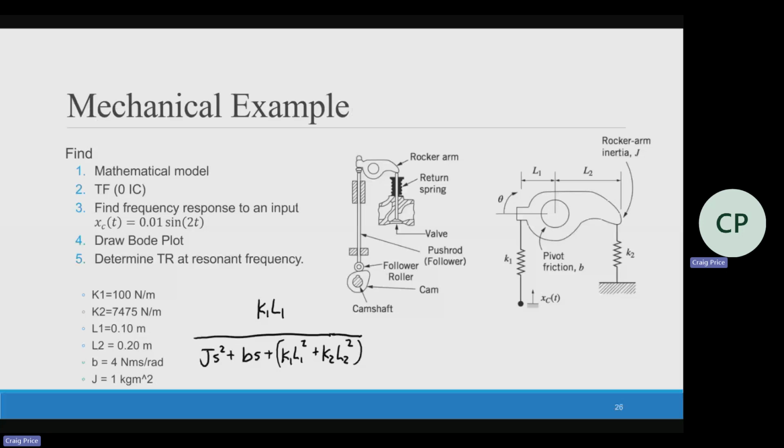But anyways, we've done this one before. It's always good to review mechanical systems. There will be some mechanical as well on the test. So how could I create the transfer function? It's all about the transfer function. Once I get there, I can look at Bode plots. I can look at frequency response. That's really what this topic is about.